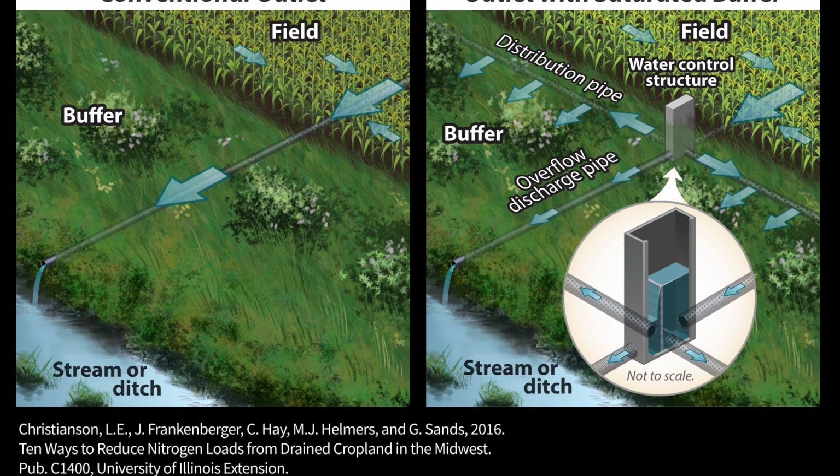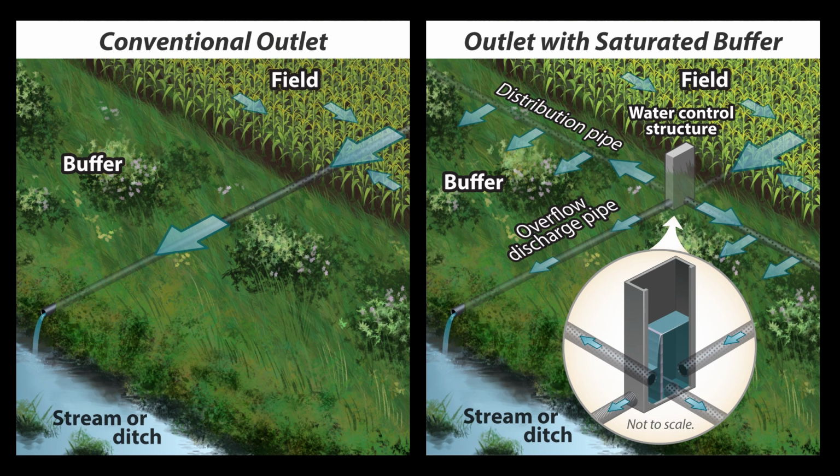So how does a saturated buffer work? A control structure diverts water from the main tile line, allowing it to flow underground through a lateral tile pipe within the buffer. This lateral tile is perforated, allowing the water to soak through the soil. As water seeps through the soil, natural processes convert the nitrate nitrogen in the water into harmless nitrogen gas, while plant roots absorb the remaining water and nutrients.